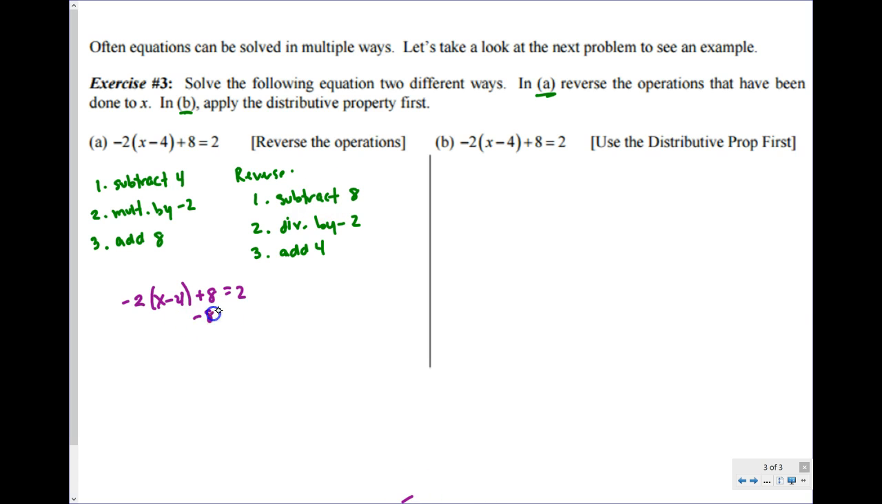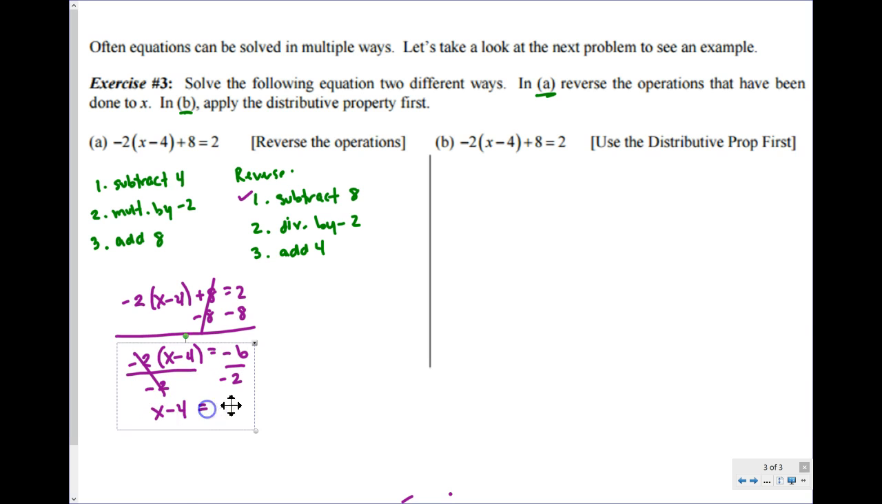The first thing is to subtract 8, so subtract 8. Those cancel out. On the left, I'm left with negative 2 times (x minus 4). And on the right, I'm going to combine 2 and negative 8 into negative 6. So that's step 1. Step 2, divide by negative 2. So I'm going to divide by negative 2. These 2's cancel out, and I get x minus 4 equals negative 6 divided by negative 2, which is a positive 3. Use your calculator if you don't like working with negative numbers. My final step is to add 4. So I'm going to add 4. 4's cancel out, and I get x equals 7.